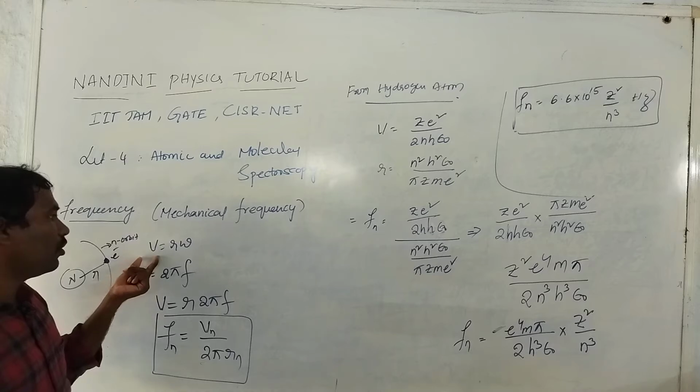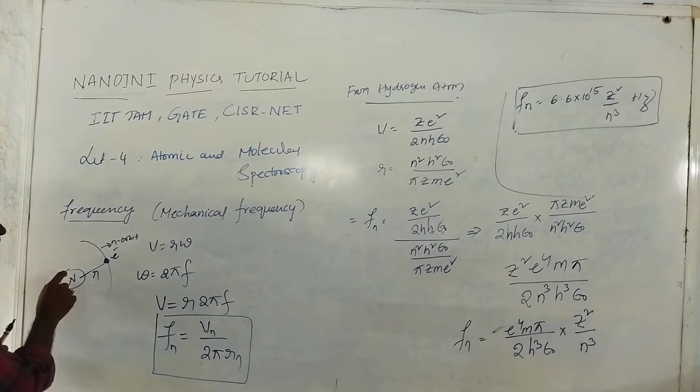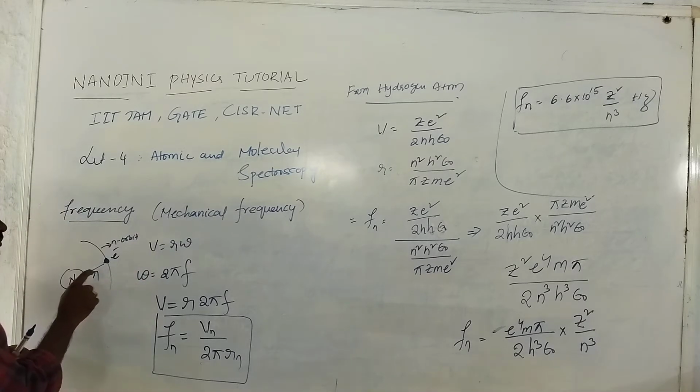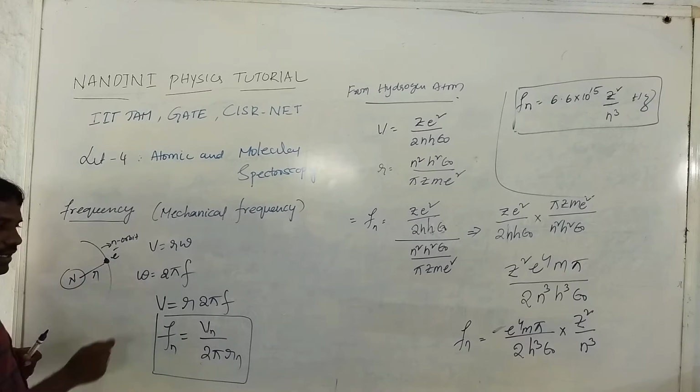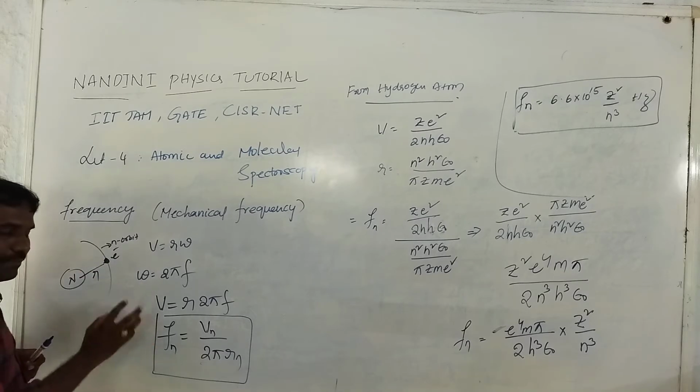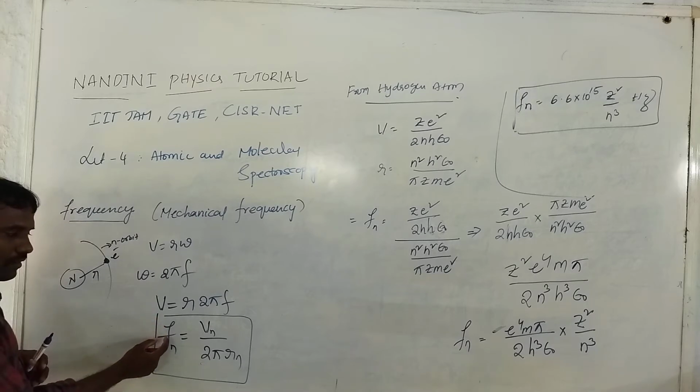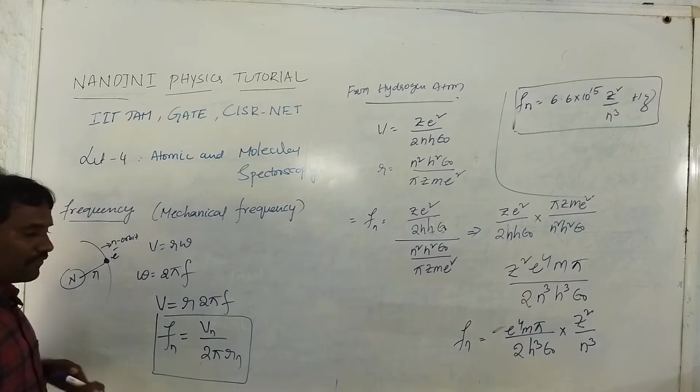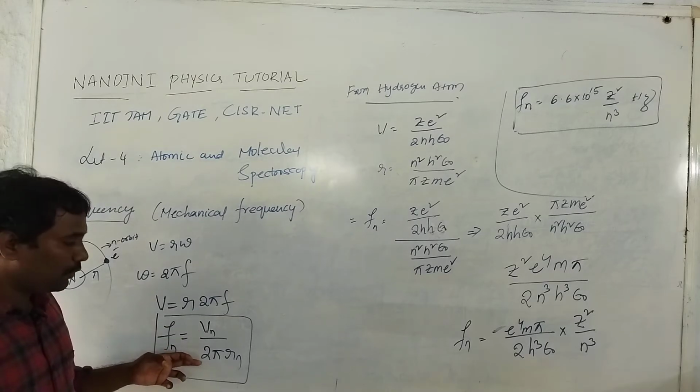Okay, so this is the nth orbit. There is a relation between linear velocity and angular velocity. By using that relation, I will substitute the omega value. So finally I got the V value. Simply substitute these values in the above equation, and we will get the frequency. That is, frequency is equal to Vn divided by 2 pi Rn.